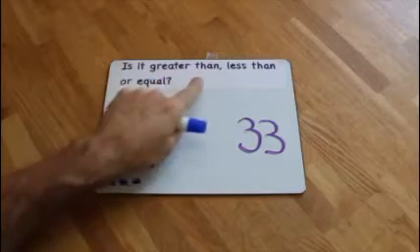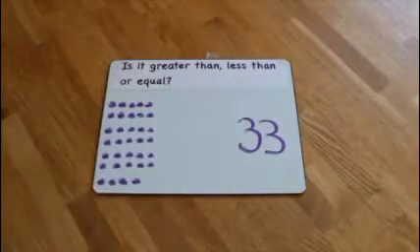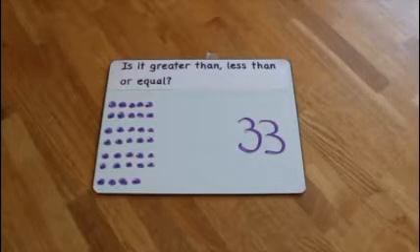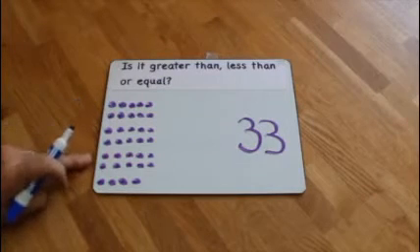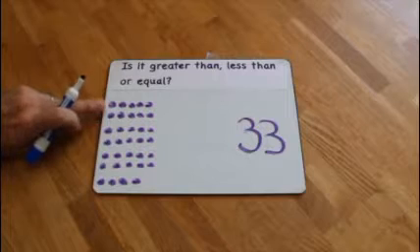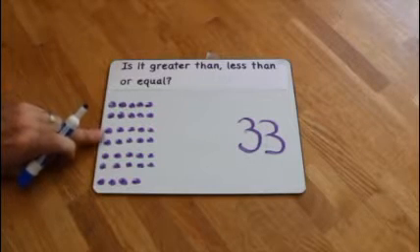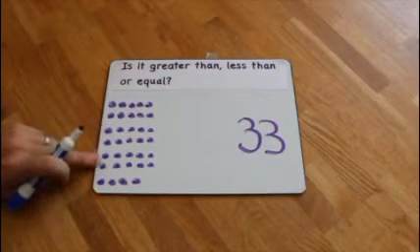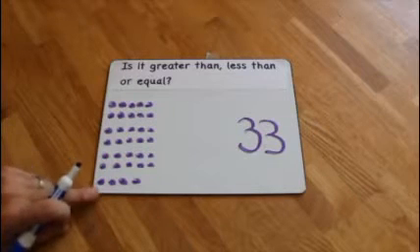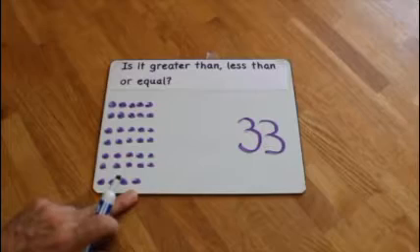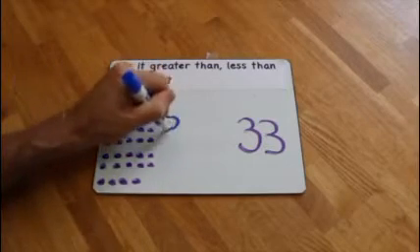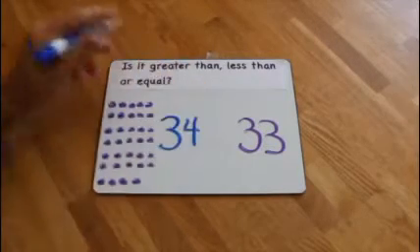Is it greater than, less than, or equal? Whoa! There's not two numbers, and that's a lot of dots. But look how they're arranged. This is a 10 frame. There's 10, 20, 30, 31, 32, 33, 34. We write that with a 3 for the 10, 4 for the 1s.